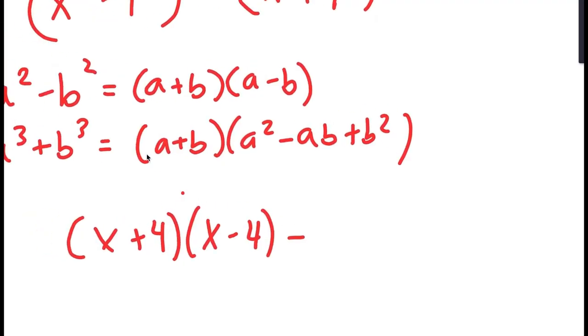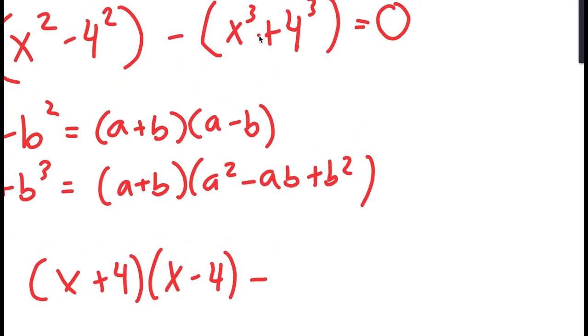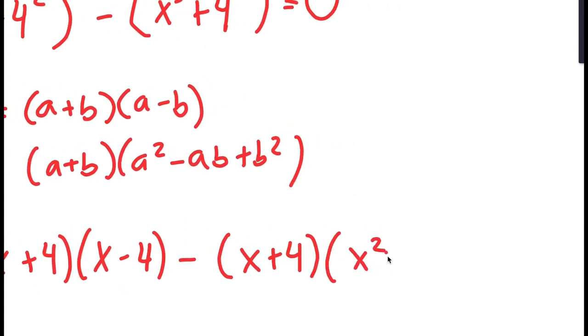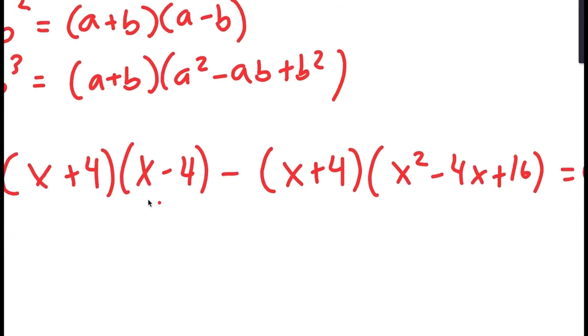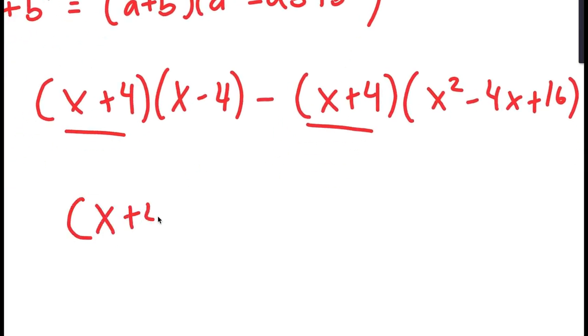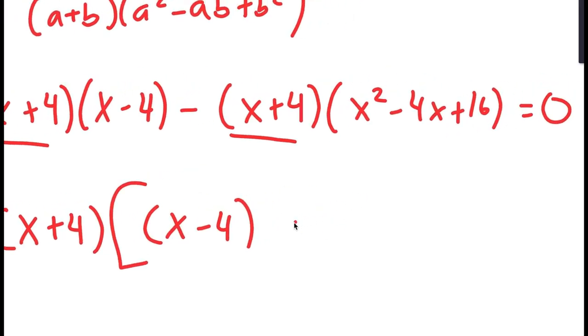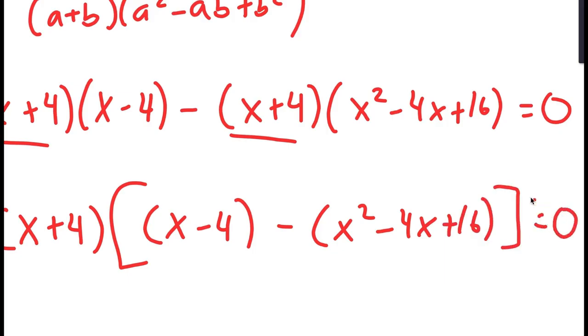I have this minus a to the power of 3 plus b to the power of 3, or in this case, x to the power of 3 plus 4 to the power of 3, which is going to turn into x plus 4 times x squared minus 4x plus 16. Now, because both of these terms have x plus 4 in them, I can factor out x plus 4. So I get x plus 4 times x minus 4 minus x squared minus 4x plus 16 is equal to 0.